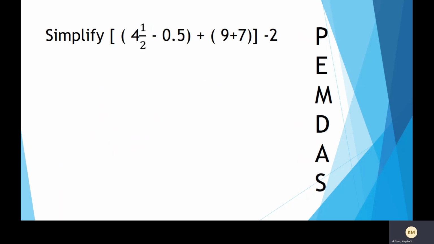Ooh, tricky, tricky, tricky. I have brackets, parentheses, 4 1/2 minus 5/10, close parentheses, plus parentheses, 9 plus 7, close parentheses, brackets, minus 2. This looks kind of busy. Well, the first thing I notice is 4 1/2. And then I have 5/10. So I need to find a way to make these either decimals or fractions.